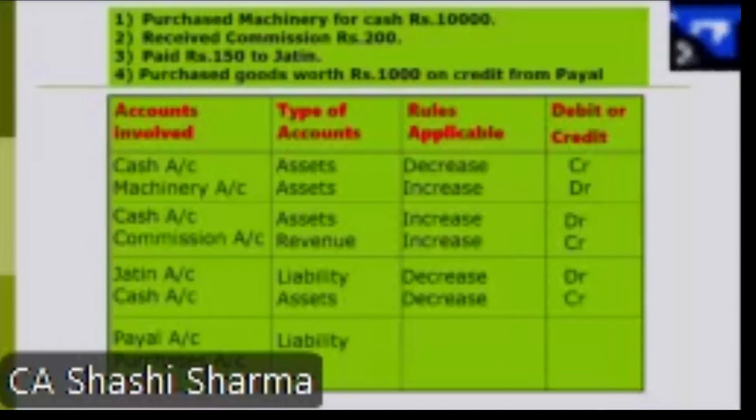And purchase being an expense, liability getting increased, so it will be credited. And expense also increasing, it will be debited. So here we are.